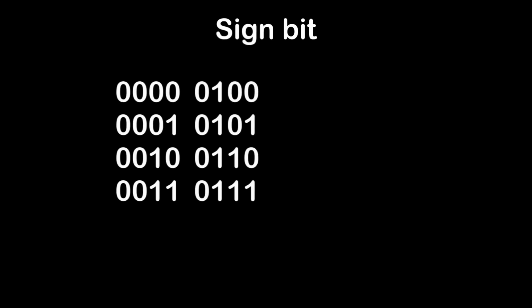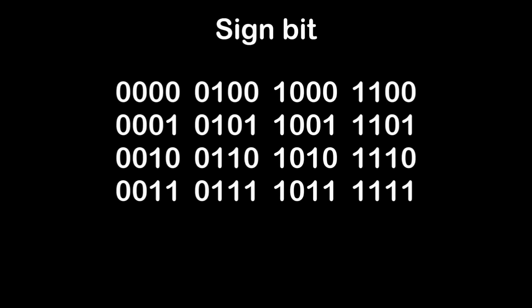Let's use integers with smaller length for our example. Let's say we have 4 bits for every integer. That means we have 16 different combinations. Let's take number 5, that is 0101.